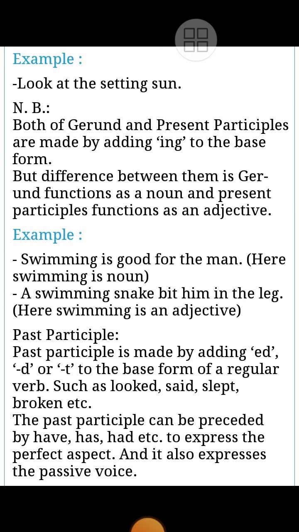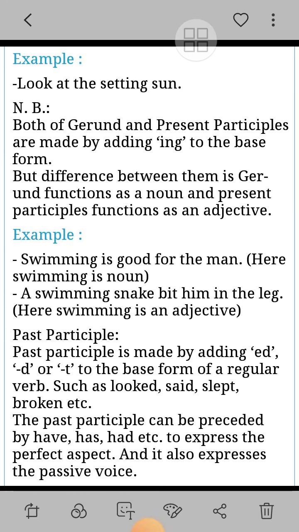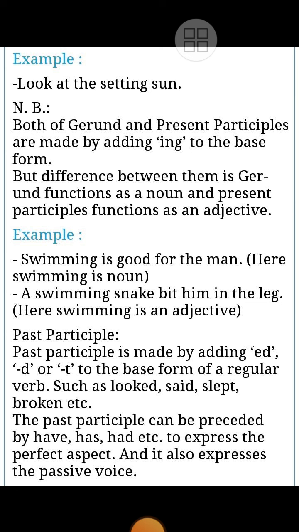Past participle is made by adding d or t to the base form of a regular verb such as looked, said, slept, broken, etc. The past participle can be preceded by have, has, had, etc. to express the perfect aspect, and it also expresses the passive voice.